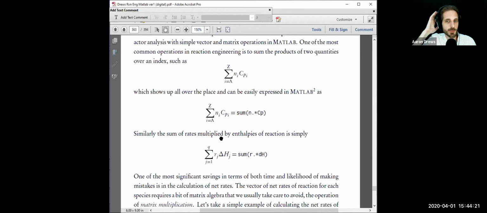If you get into the habit of using the vectorized notation inside MATLAB, you can actually write code that reads very, very similar to the way that the equation is written. And that sort of sum of a product comes up a lot. And so I've given you a couple of examples here of ways that you can calculate those sums.